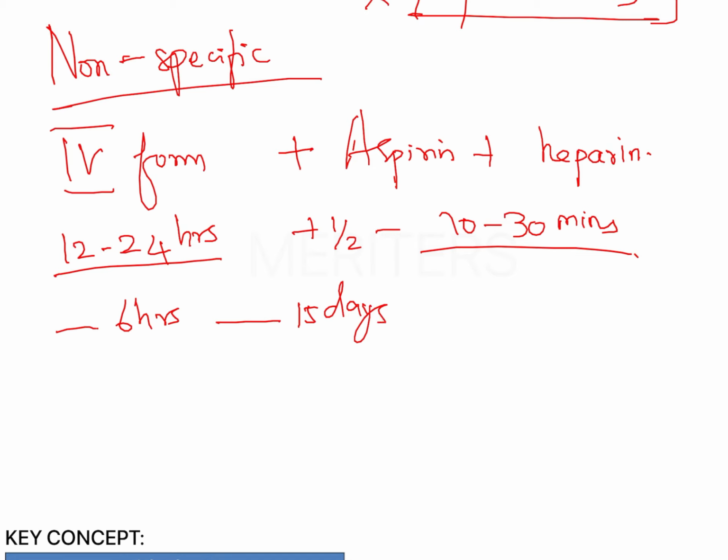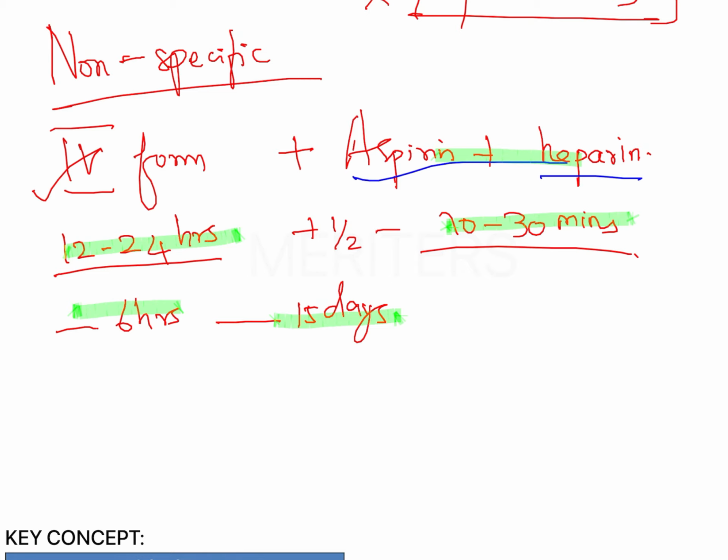So I'm just going to revise the pharmacokinetics. It is available in IV form. You're combining it with aspirin and heparin. Then the action remains for around 1 day. Half-life is going to be 10 to 30 minutes. After continuous infusion, it clears rapidly in 6 hours and it will remain in the blood for around 15 days.